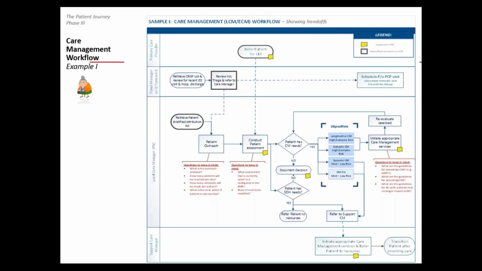The first example in this slide is a simpler structure where, on the left-hand side, you're looking at the care team roles that are identified: the PCP, the panel manager, the lead care manager, and the MA or support care manager. You should also appreciate the handoff from one care team member to the other. These are the swim lanes, right? The PCP can refer a patient directly to the lead care manager for longitudinal care management.